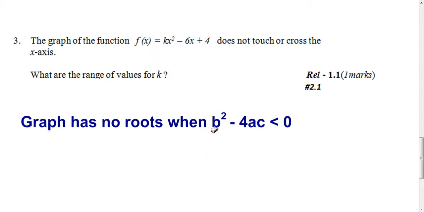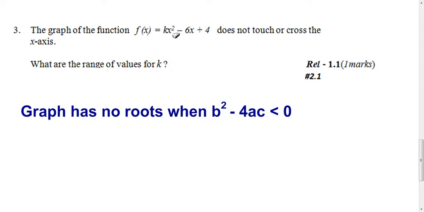And finally, question 3. The graph of the function f of x equals kx squared, take away 6x plus 4, does not touch or cross the x-axis. What are the range of values for k? So this is a discriminant question.